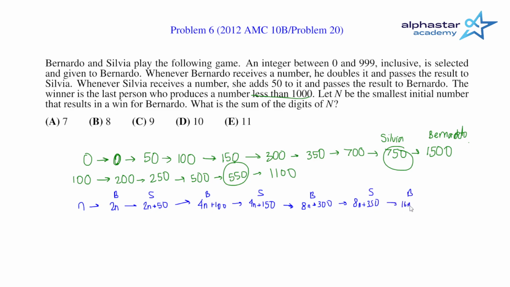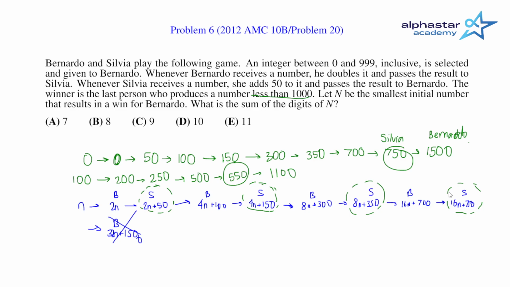Bernardo doubles that, 16n plus 700. Sylvia receives that and adds 50. And finally, Bernardo will double that and get 32n plus 1500, which is clearly greater than 1000. So at this point, Bernardo has already lost. So in this case, if any of these are the last number less than 1000, then Sylvia wins and we're sad. Otherwise, Bernardo wins.